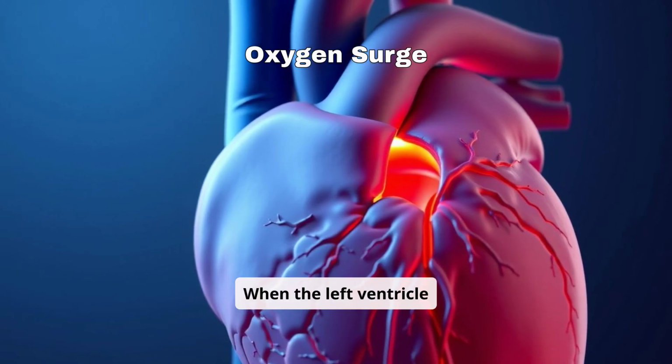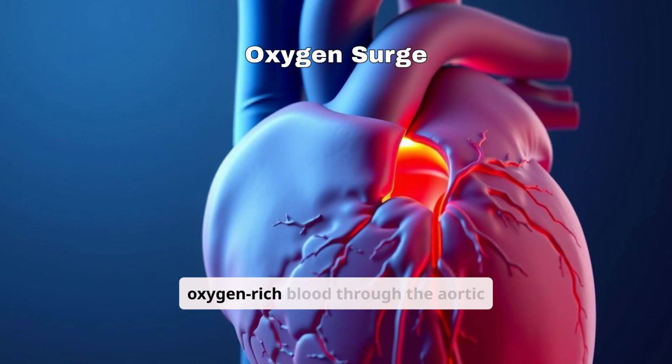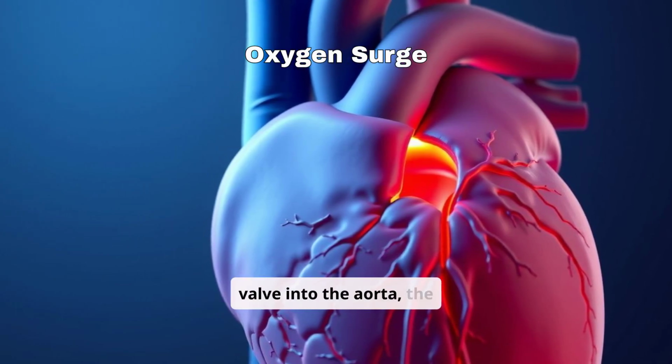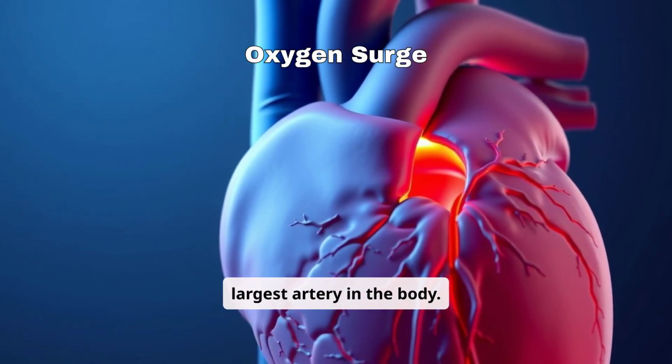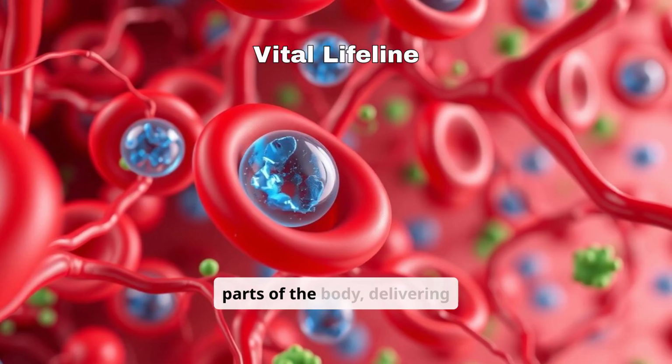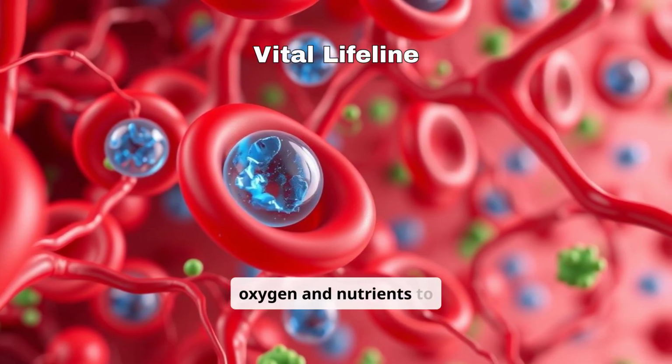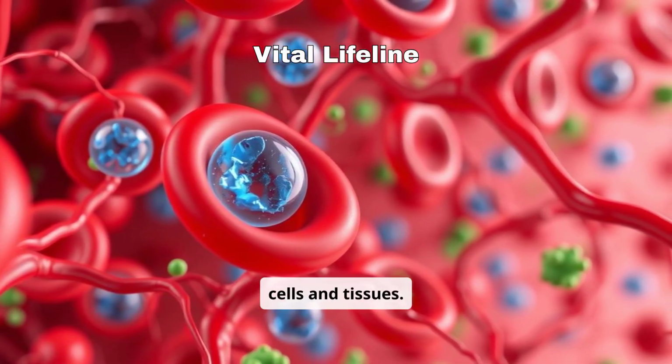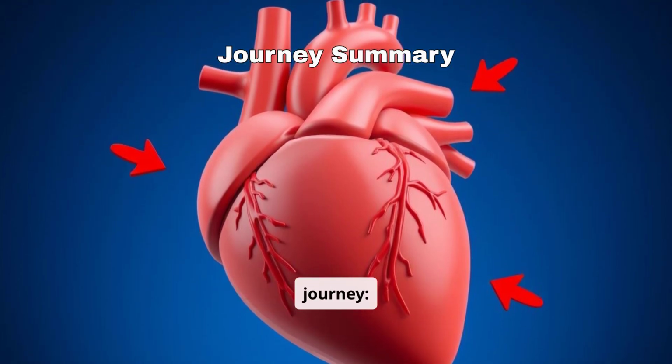When the left ventricle contracts, it sends oxygen-rich blood through the aortic valve into the aorta, the largest artery in the body. From the aorta, the blood is distributed to all parts of the body, delivering oxygen and nutrients to cells and tissues. Let's quickly summarize the journey.